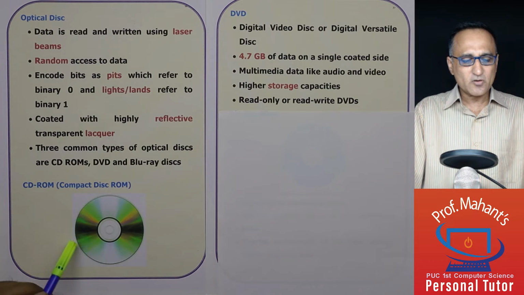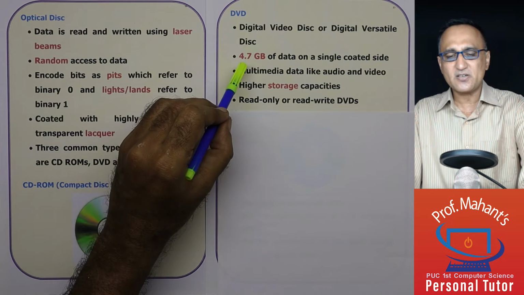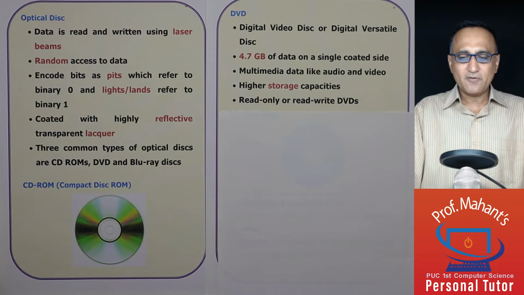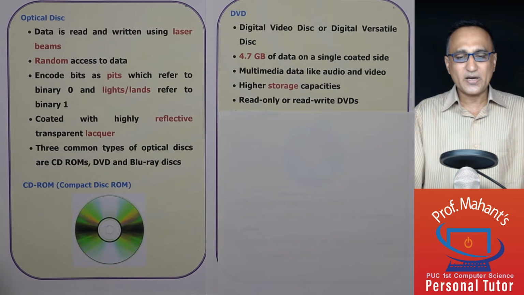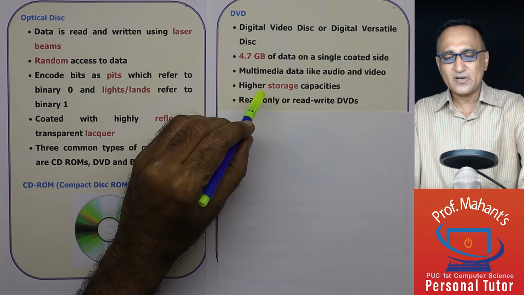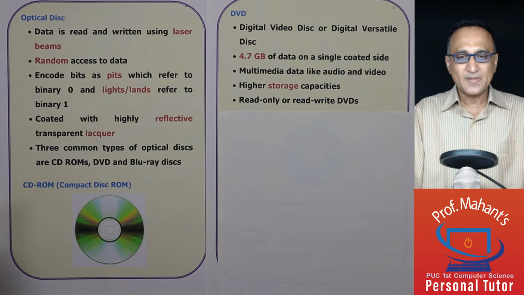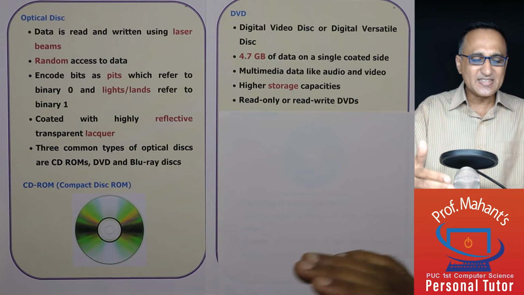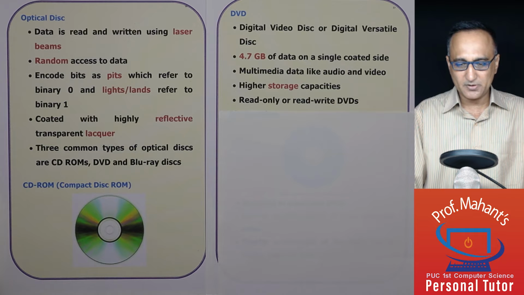If the CD-ROM can store around 700 to 800 MB of data, this DVD can generally store around 4.7 GB of data on a single coated side. DVDs are used when there is heavy data requirement, like in the case of multimedia applications like songs, movies and so on. They have extremely high storage capacities. Both the CDs and DVDs may be read-only or read and writable.